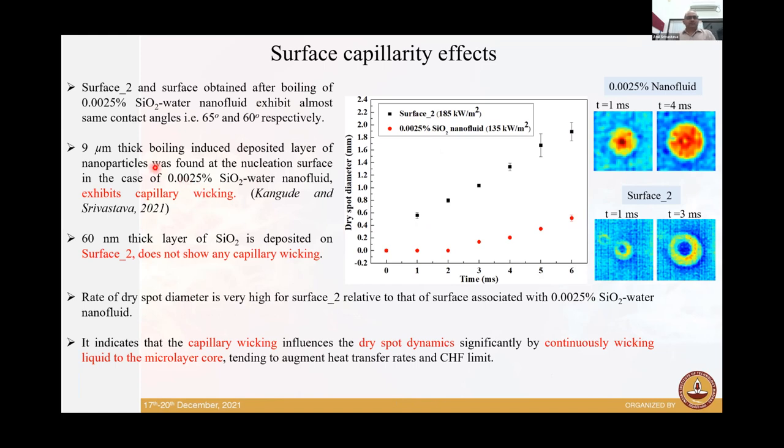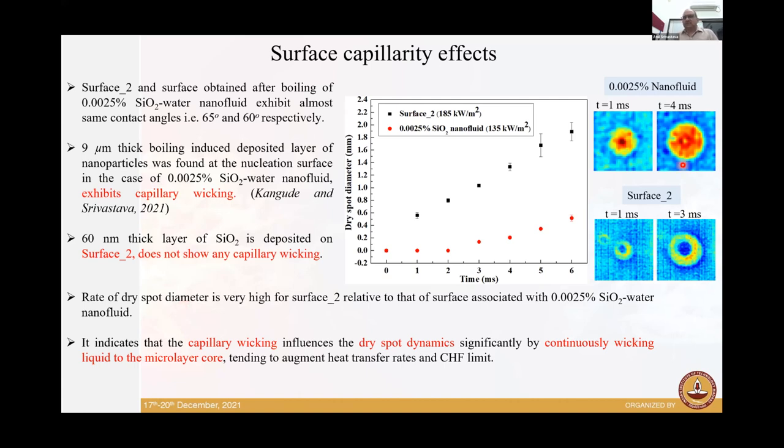The possible reason that we have proposed is that in the case of the nanoparticle deposited surface, we had this around nine micron thick deposited layer, which exhibited capillary wicking and rewetting, or the continuous reformation of the microlayer, and hence the rate at which the dry spot grows is relatively toned down, or a bit reduced. Whereas in the case of the 60 nanometer thick layer, there was no possible signature of capillary wicking, which led to a relatively high growth rate, or the rate at which this dry spot diameter increases is significantly higher.